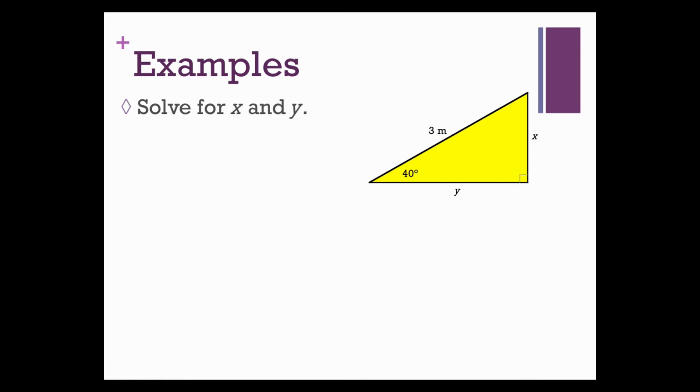Number 1, it's a right triangle. Number 2, it's not one of the special right triangles. It's not a 30, 60, 90. It's not a 45, 45, 90 triangle. So therefore, we have to use right triangle trig.